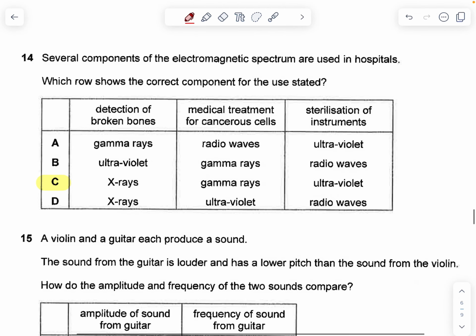Question 14. Several components of the EM spectrum are used in hospital. Which row shows the correct component for the use stated? Detection of bones, X-ray. Treatment of cancerous cells, which uses gamma rays because it's high energy and high penetration. Okay. Sterilization of instruments, we use ultraviolet rays. Radio waves are used for communication.